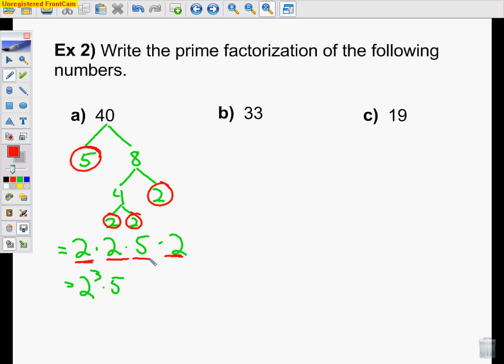All right, let's go to the next one. 33. 33 breaks down to become 3 times 11. Both of those are prime already, so this is our prime factorization, 3 times 11. And the number 19, well, this one really doesn't break down into anything else. I mean, you have to do 1 and 19. So technically the prime factorization could just be 19 or 1 times 19, either one.